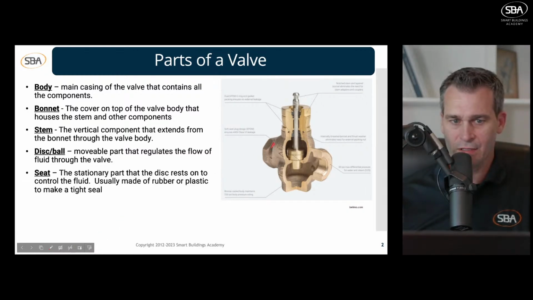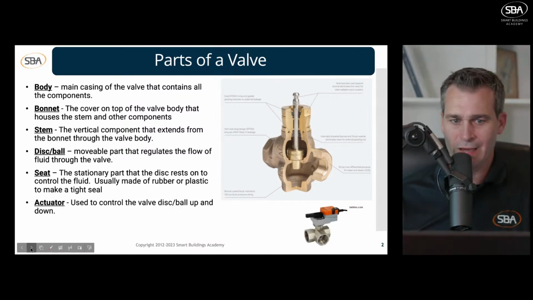We also have a seat. This is where the disc or the ball rests to control the fluid. It's usually made out of rubber or plastic, and it makes a tight seal. So if you ever hear somebody say they have to repack a valve because the seals went out, that's what they're talking about. It basically prevents any leakage through the valve body. That's going to be called the seat of the valve.